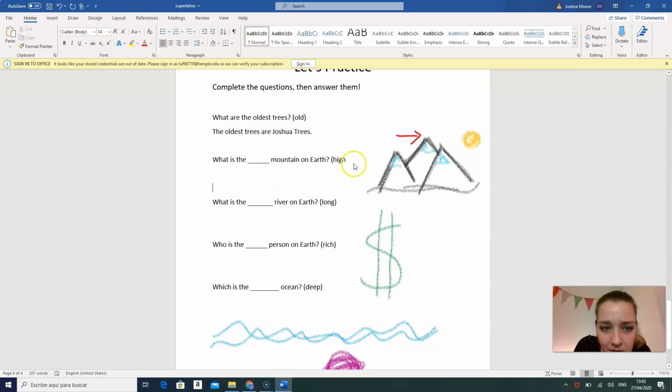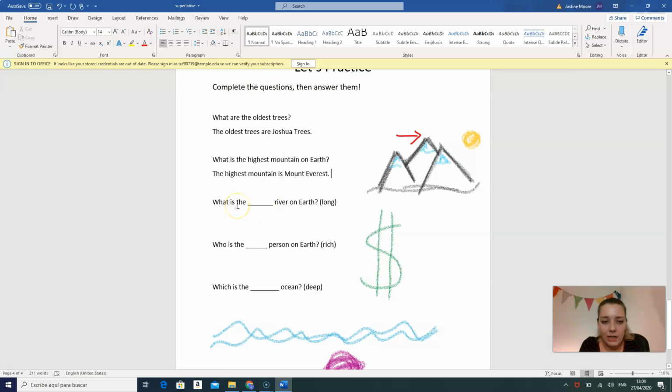Okay. So next we have, what is the mountain on earth, with the word high? So let's take a second. What is the highest mountain on earth? Do we know the answer to this? So I believe this answer depends on if you're measuring from sea level up or if you're going underwater. If we're doing sea level up, the highest mountain is Mount Everest. The highest mountain is Mount Everest.